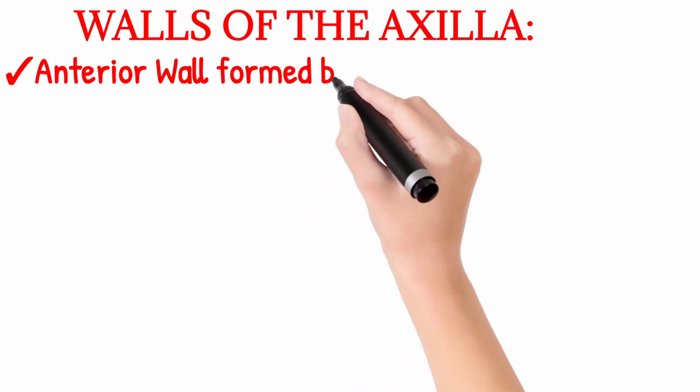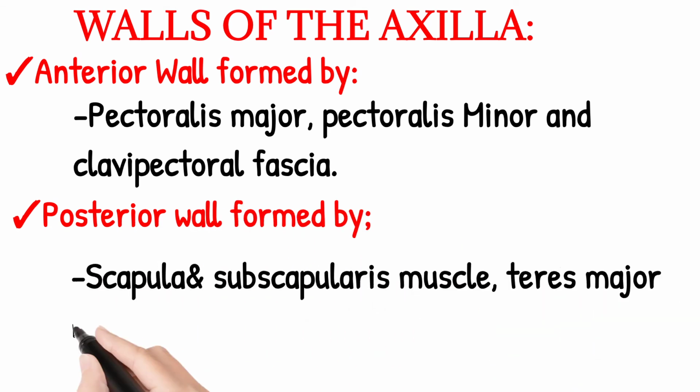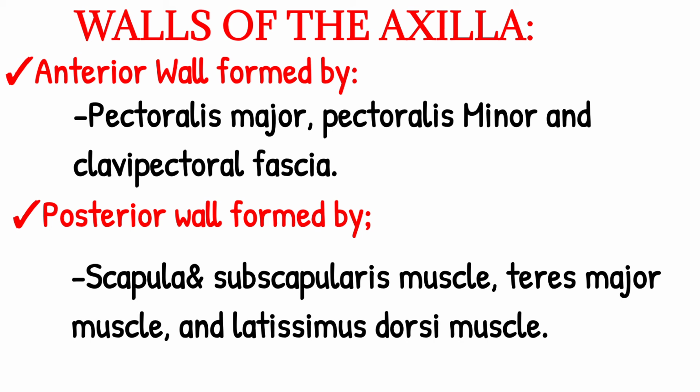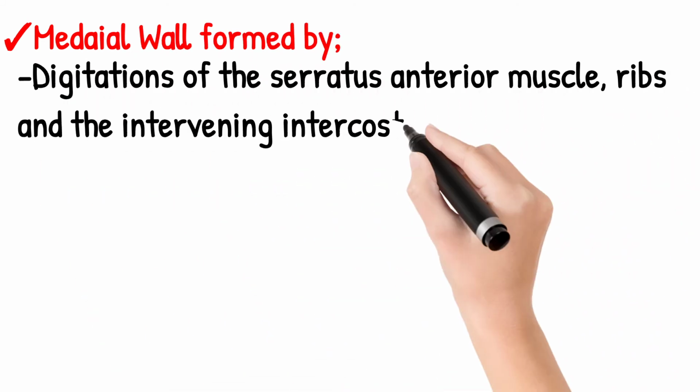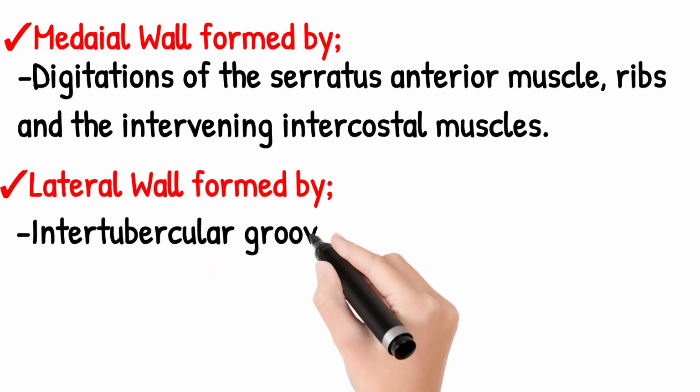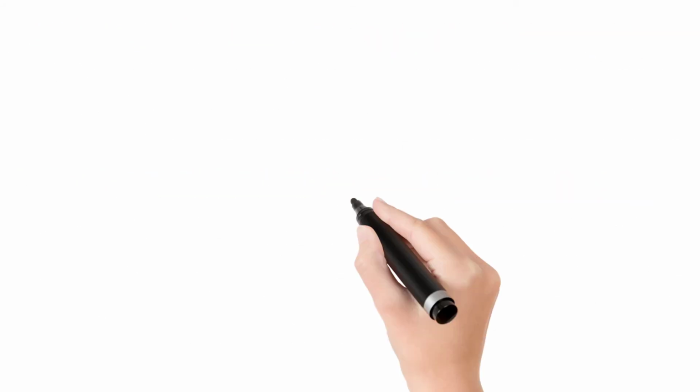Walls of the axilla. The anterior wall is formed by pectoralis major, pectoralis minor, and clavipectoral fascia. The posterior wall is formed by the scapula and subscapularis muscle, teres major muscle, and latissimus dorsi muscle. The medial wall is formed by digitations of the serratus anterior muscle, ribs, and intervening intercostal muscles. The lateral wall is formed by the intertubercular groove of the humerus, coracobrachialis muscle, and short head of biceps brachii muscle.